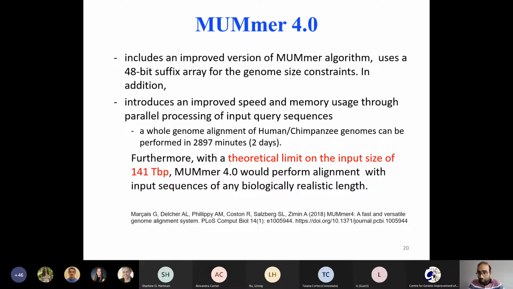So now, as you know, some genomes can reach 20 gigabases, 18 gigabases. So with version 4 of MUMmer, any input can be done and any whole genome alignment can be done if we have all the necessary resources to do the whole genome alignment.